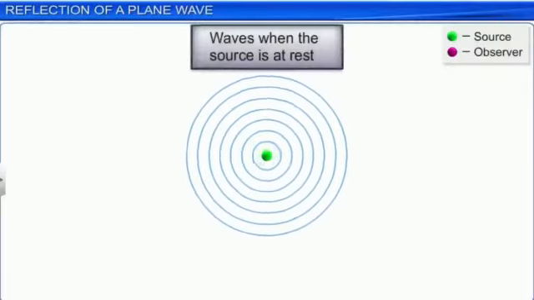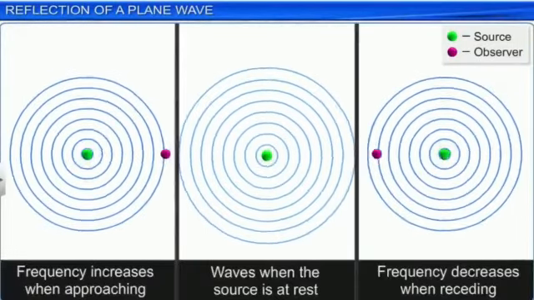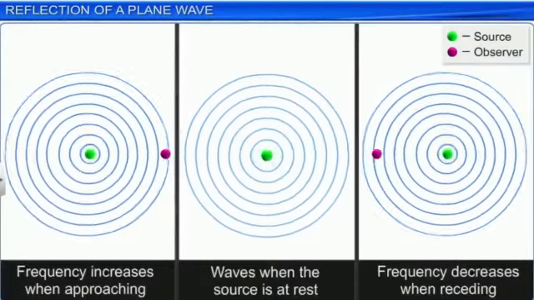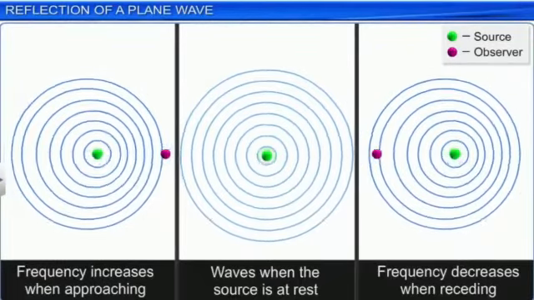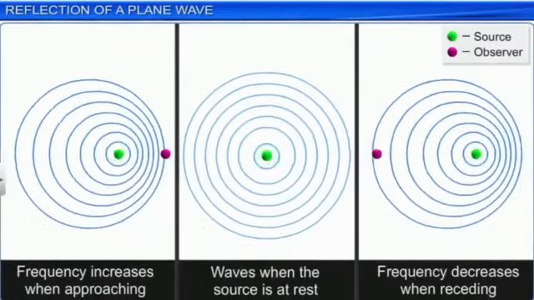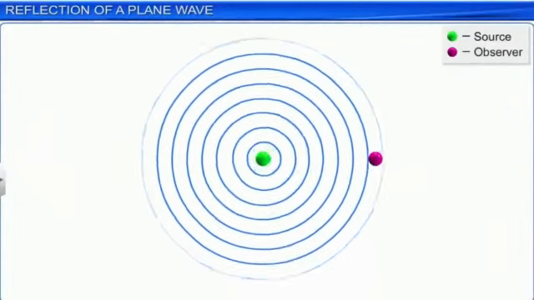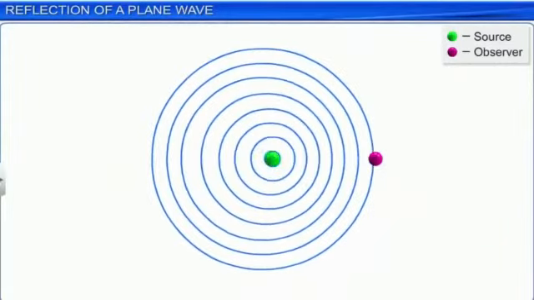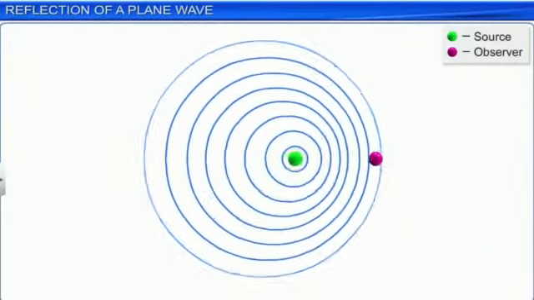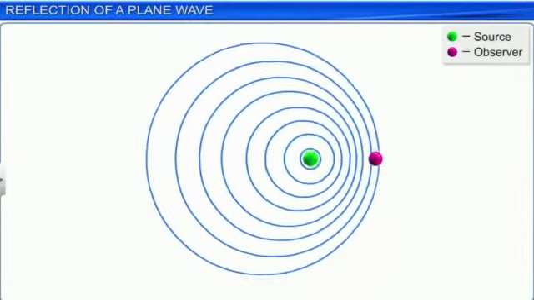Now we have to discuss the Doppler effect of light. The apparent change in the frequency of light due to the relative motion between the source and observer is called the Doppler effect. You have already studied the Doppler effect related to sound. Let us recollect the relation that we have derived for the Doppler effect of sound.